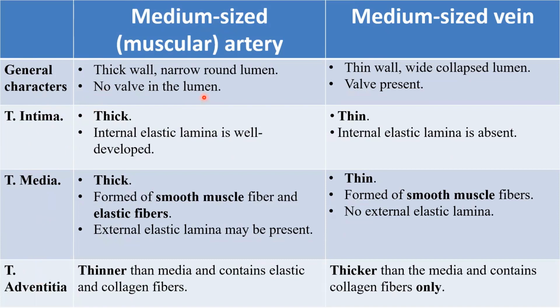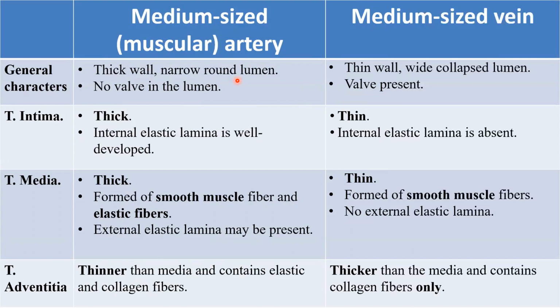So here we will mention general characters, then we will mention the 3 layers and differences between. General structure or general characters of artery have thick wall and narrow lumen. So in general, all arteries have thick wall. All arteries except the aorta have narrow lumen, because the aorta is the largest artery, so we cannot describe it with narrow lumen. The vessel that pushes the blood to the whole body, so it is a must to have wide lumen to accommodate the blood coming from the heart. But other than the aorta, all the other arteries have thick wall and narrow lumen.